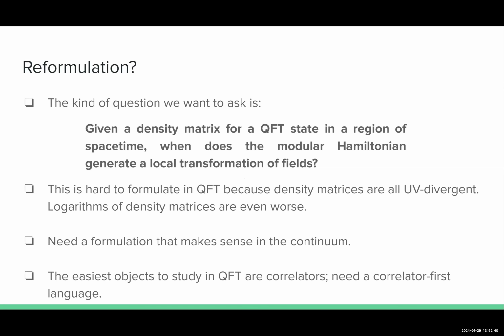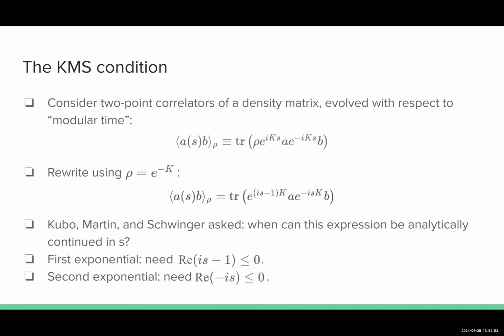Well, the easiest objects to study in quantum field theory are correlation functions of local operators. So what we'd like to do is re-express this idea of the modular Hamiltonian in a correlator-first language. And this is exactly what's done with this thing called the KMS condition. The KMS condition sounds kind of technical, but is actually quite a simple idea. It just says, let me think about what thermal physics means for correlators.